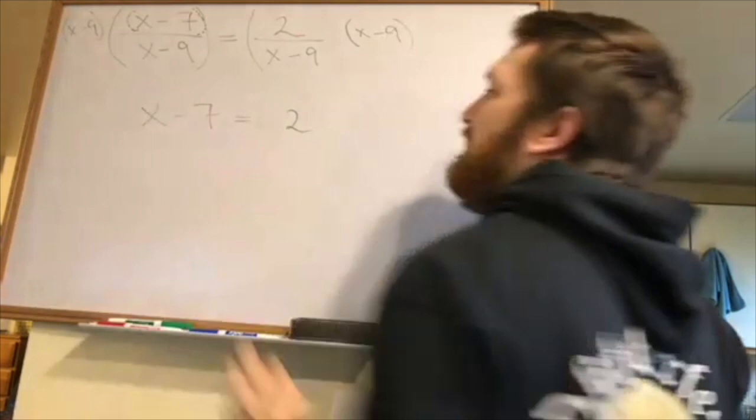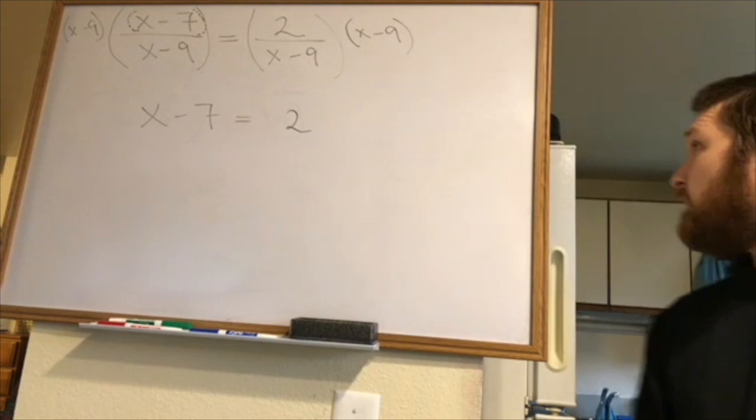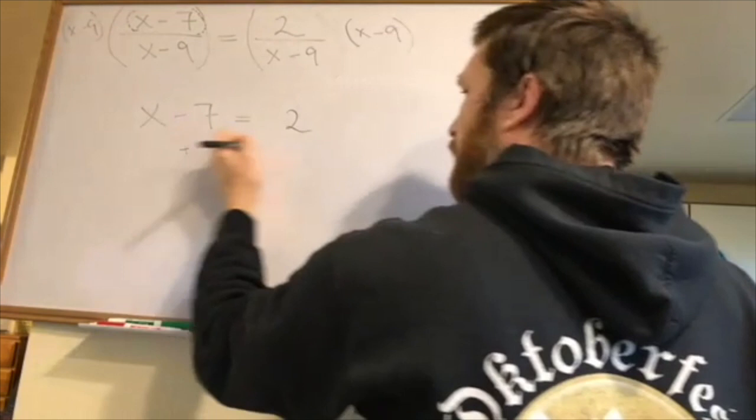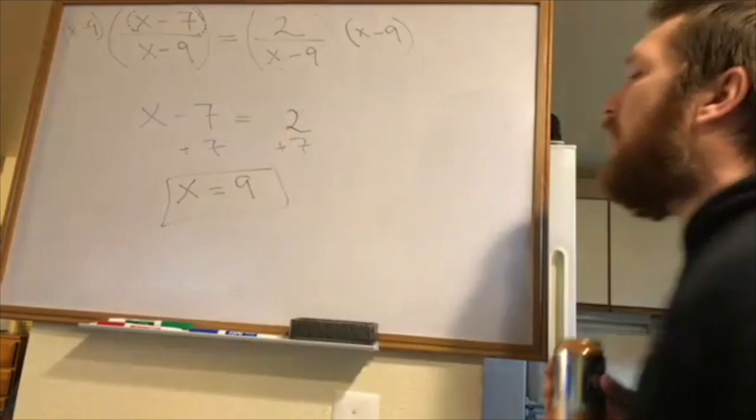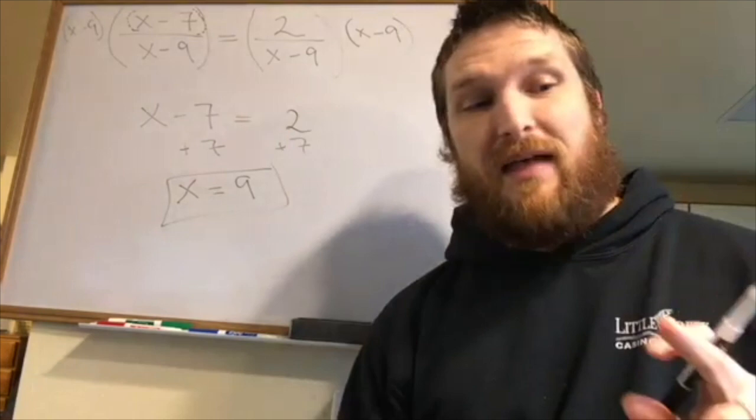Now you tell me what to do, because we're trying to solve for x. What do I need to do? You can add 7 to both sides. Giving me what? x equals 9. And at this point, you go, okay, I'm good, I'm moving on to the next problem. No, do not do that. We have to check our original equation.